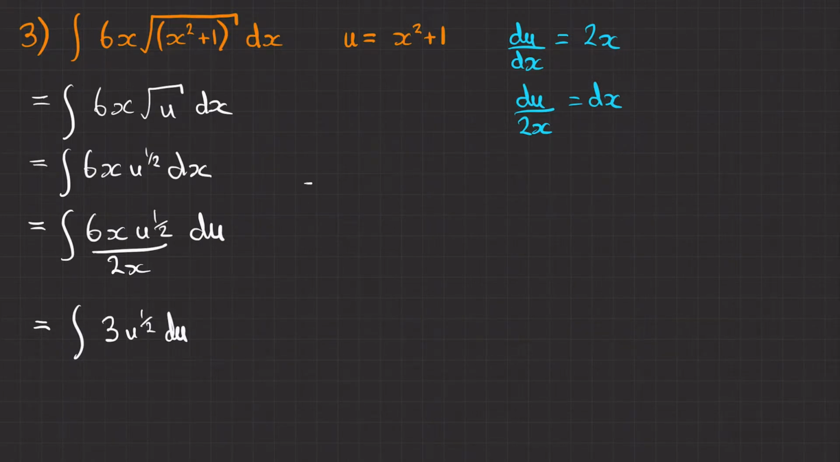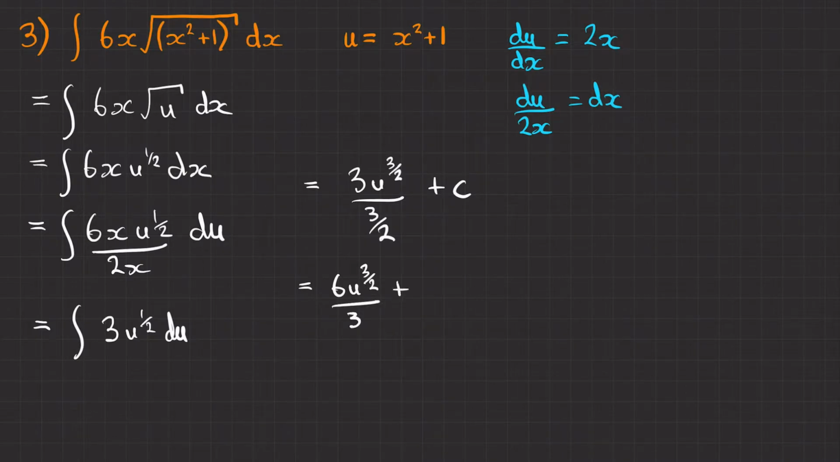Integrate that now, so that will give us 3u to the 3 over 2 over 3 over 2 plus c, which equals 6u to the 3 over 2 over 3 plus c, which equals 2u to the 3 over 2 plus c. Substitute in our u value again, and that will give us our final answer of 2 times x squared plus 1 to the 3 over 2 plus c.